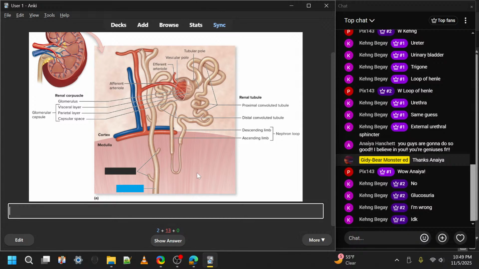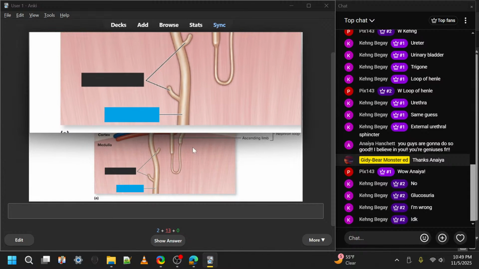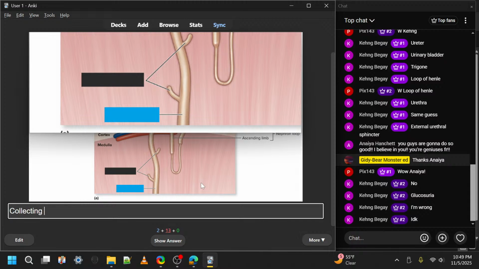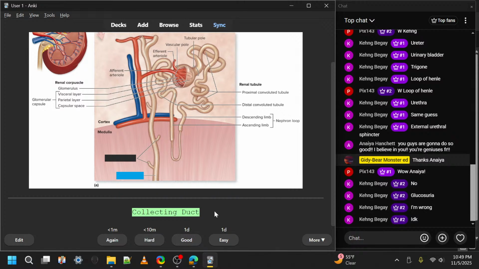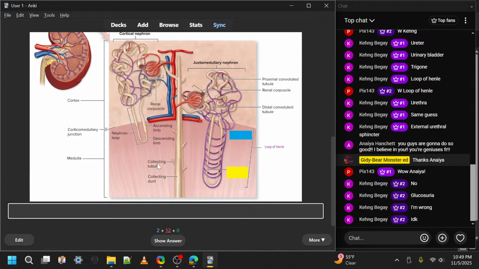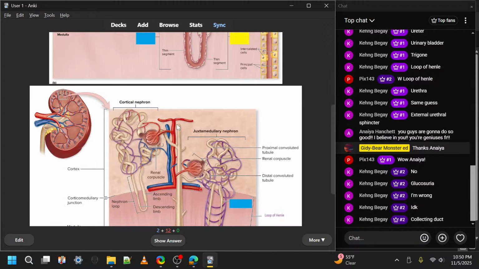Alright, King, what is this one? We already did this one. This is the collecting ducts. Or duct. Nice. Alright, let's see. The yellow. Nice, King.